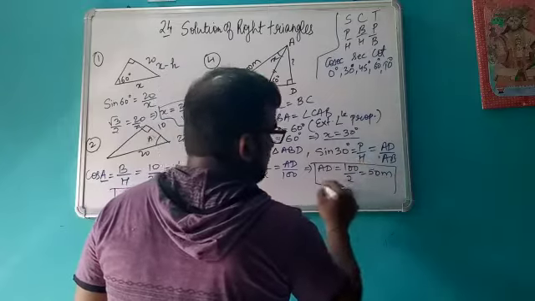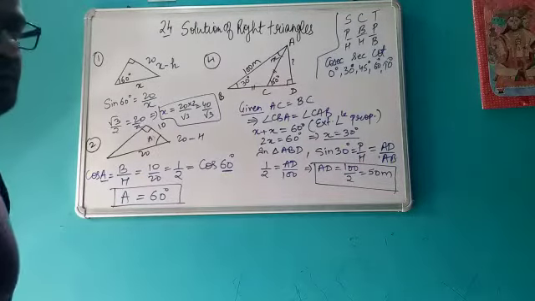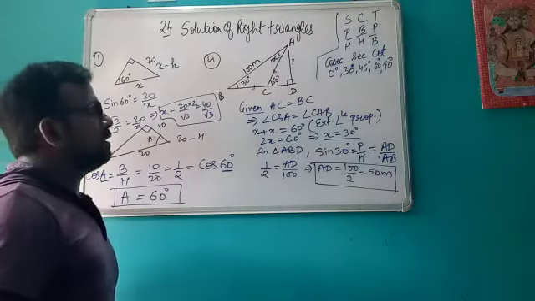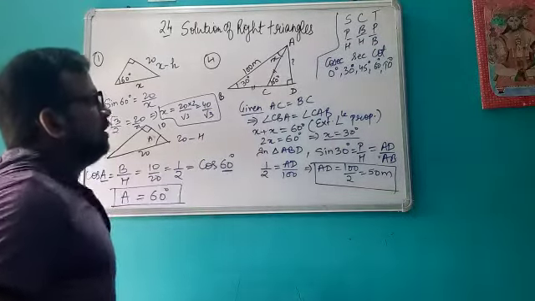Okay, so in this manner you can solve the questions, and by using the standard trigonometric angles and standard trigonometric ratios you can find the unknown sides of the right angle triangle.